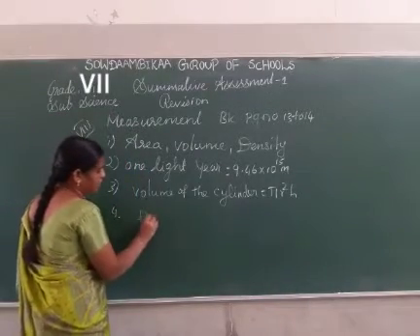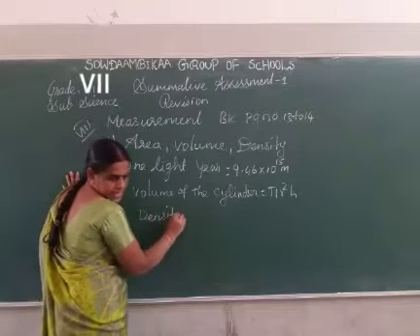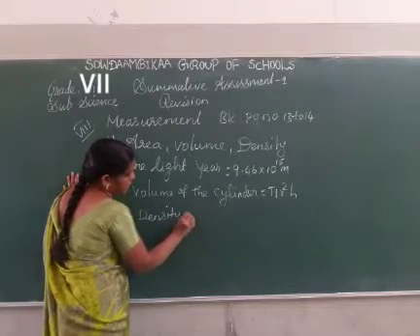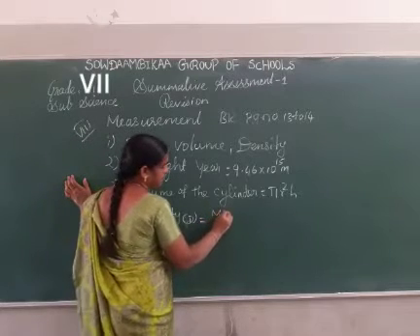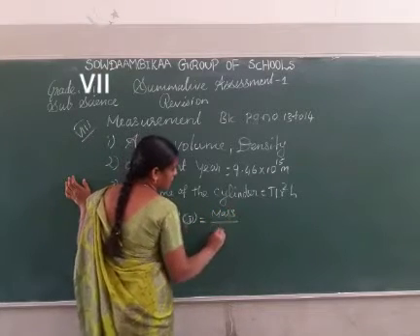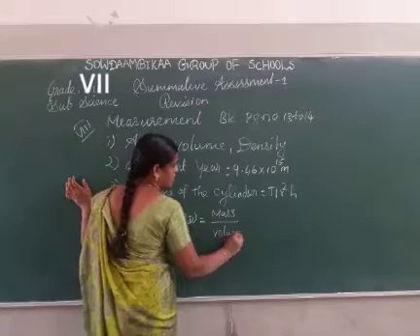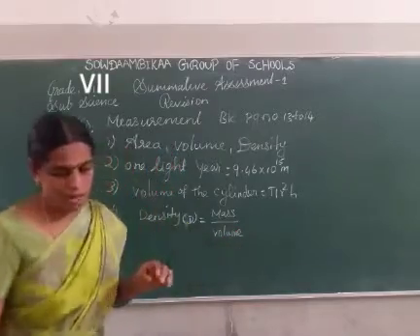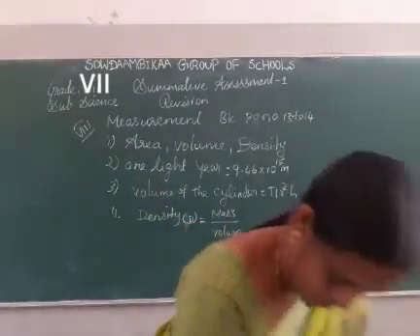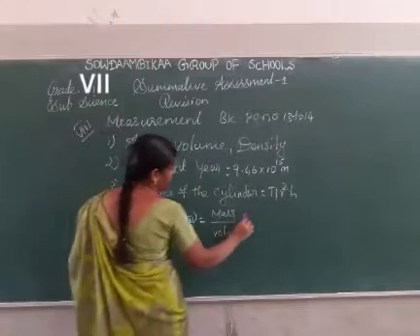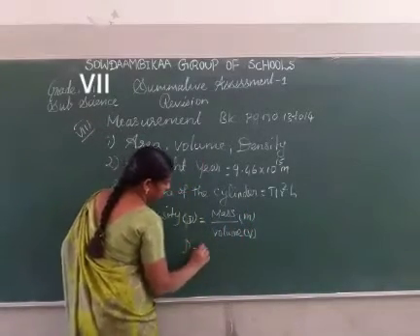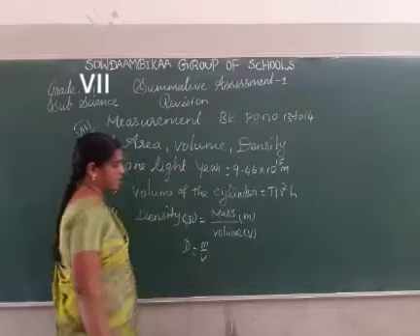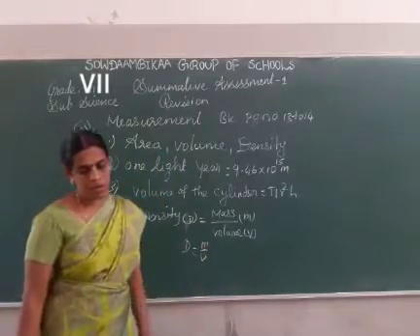So the density formula: density, symbol D, equal to mass by volume. Mass symbol M, volume symbol V. So D equal to M by V. Density, mass by volume.